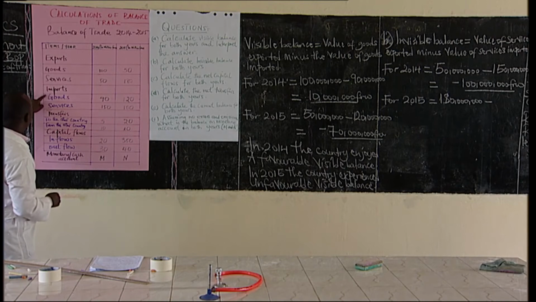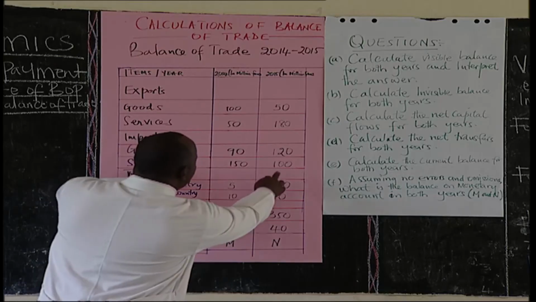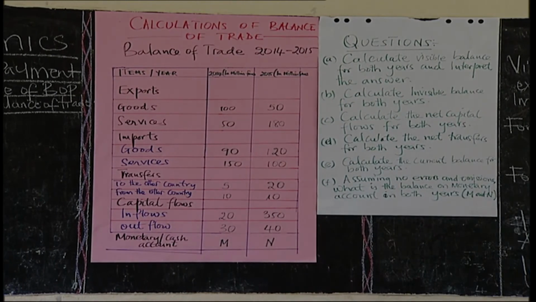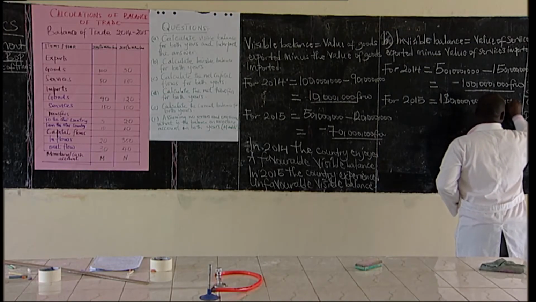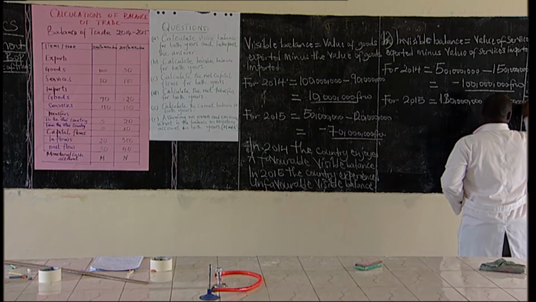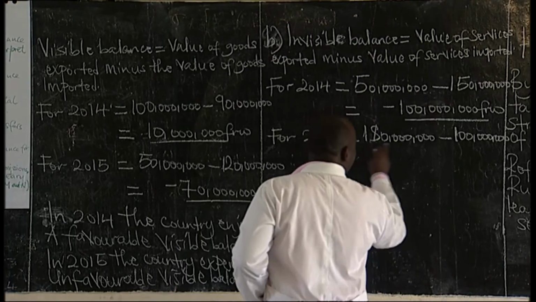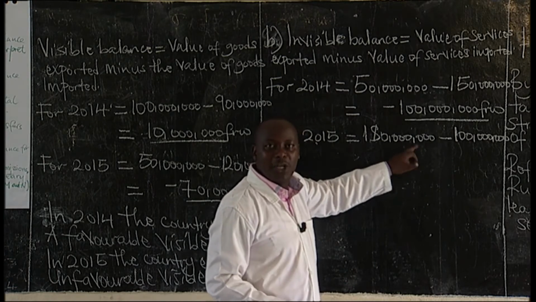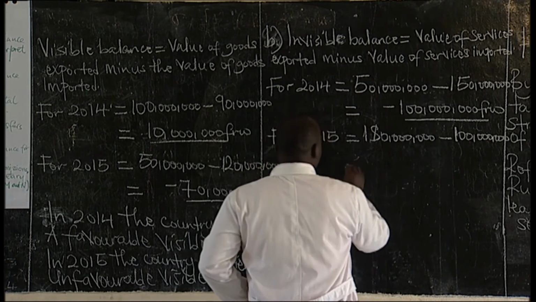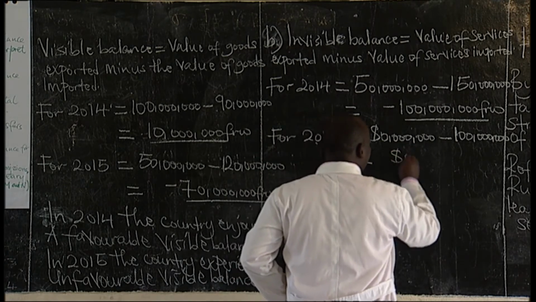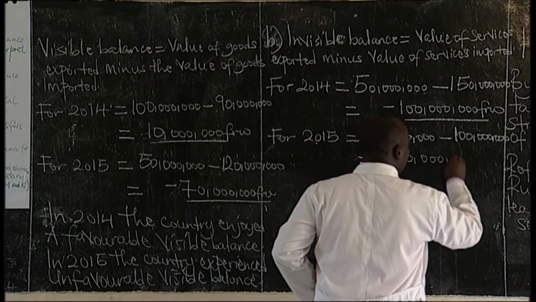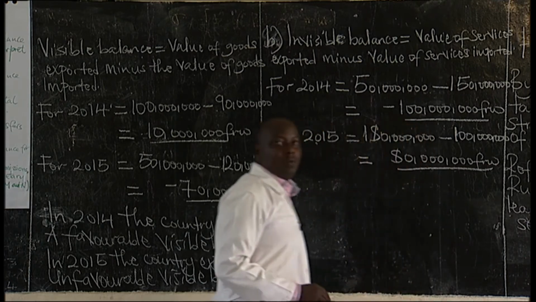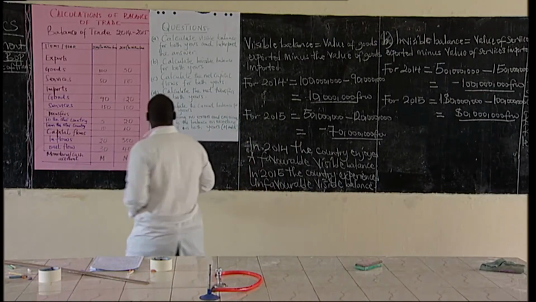Now, in 2015, services imported is 100 million. Minus 100 million. Now, 180 minus 100 million, we shall remain with 80 million francs. It will be 80 million francs.